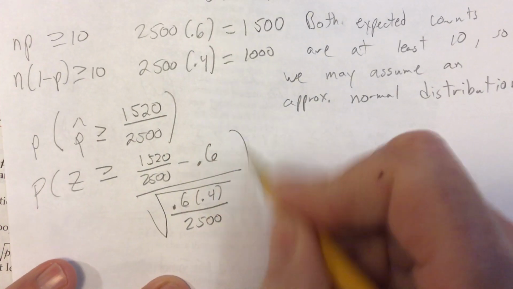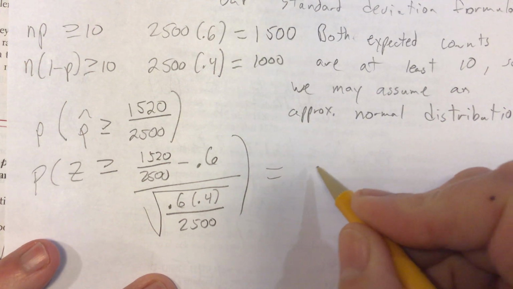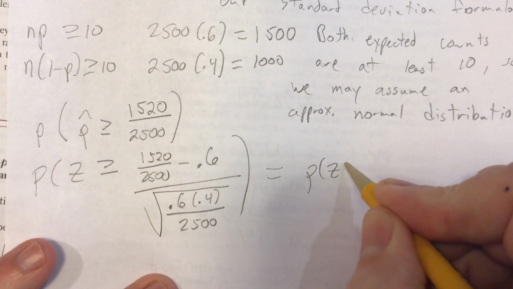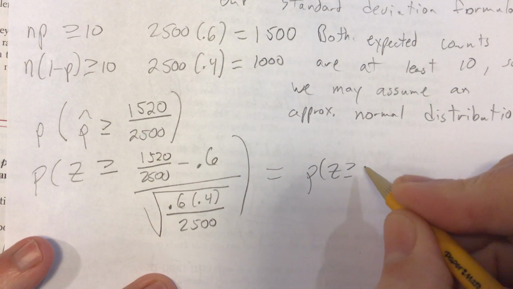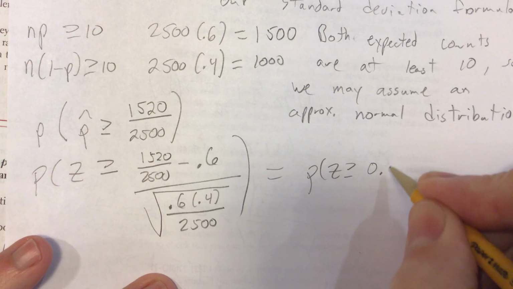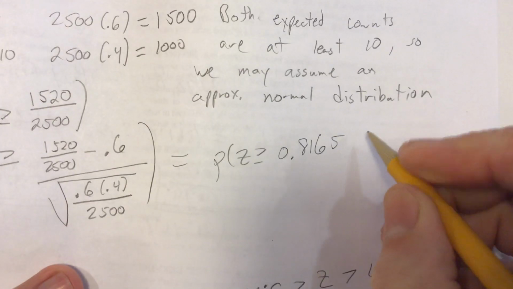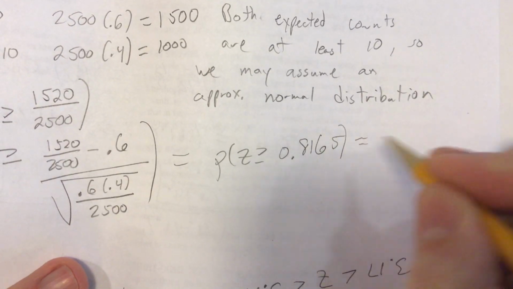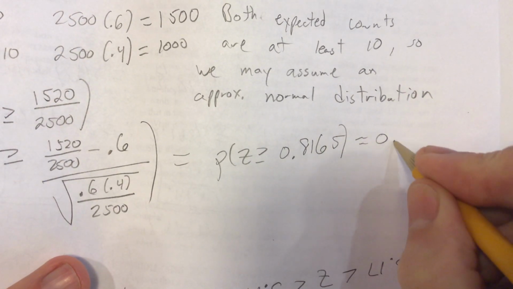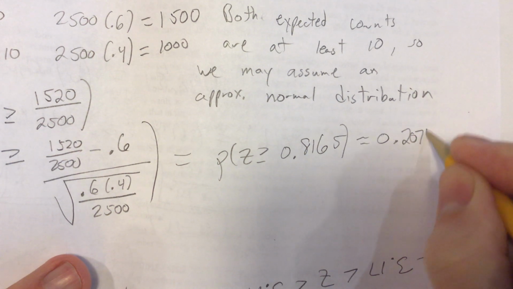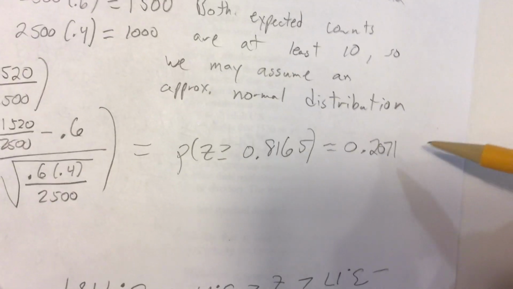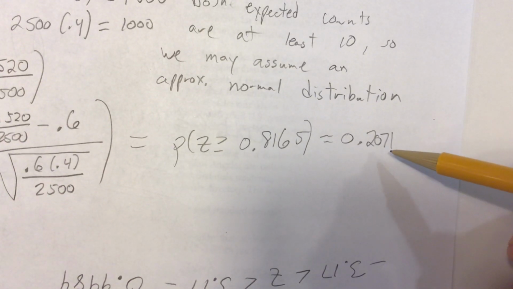Okay. So our z-score should be 0.8165, and that gives a p-value of approximately 0.2071. Okay. Again, that's using the normal approximation, right?